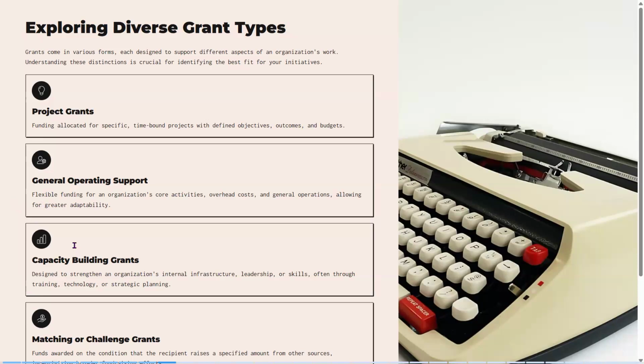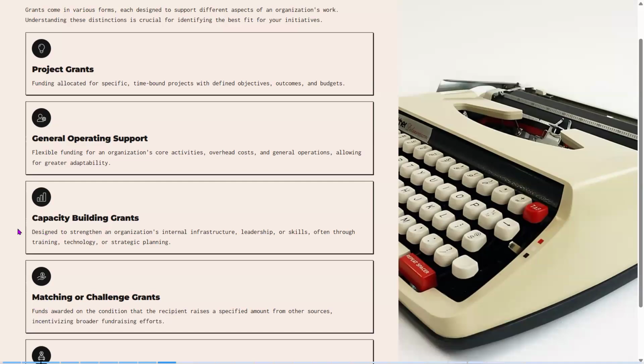Next, you have capacity building grants. So these are designed to strengthen an organization's internal infrastructure, leadership, or skill, often through training, technology, or strategic planning. So I also like to call capacity building grants planning grants as well. So anything that helps make your organization better and build it, whether it's infrastructure, leadership, hiring individuals, hiring a consultant, that's what a capacity building grant and or planning grant is there for.